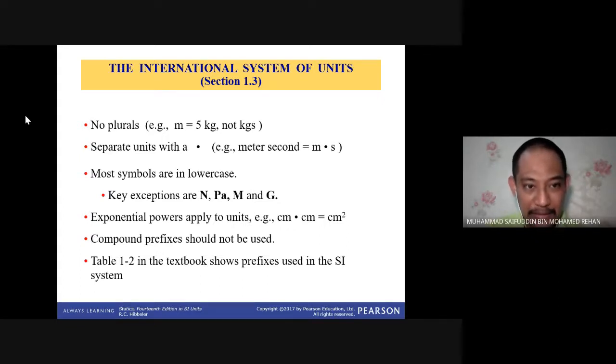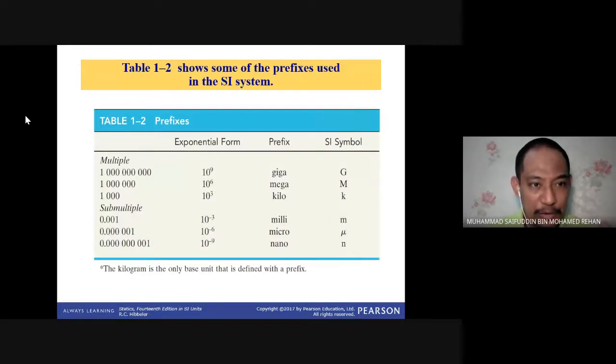And then there's the power, for example, centimeter multiplied by centimeter becomes centimeter square. So in area you have square, in volume you have cube. Those things I think you know already, right? And also this one, even in secondary school you have learned, in terms of giga, mega, kilo, milli, micro, and nano.